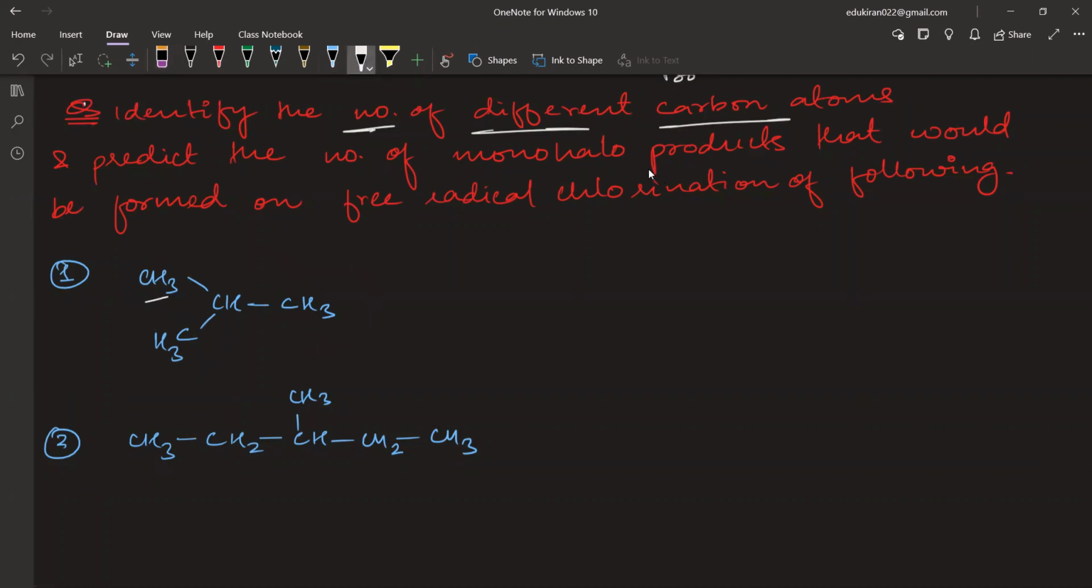So we have one type of carbon atom, that is CH3, and the other type of carbon atom is CH. For this, the answer will be 2. Now, in the second case, let us look at the CH3 that we have. This CH3, this CH3, and this CH3.